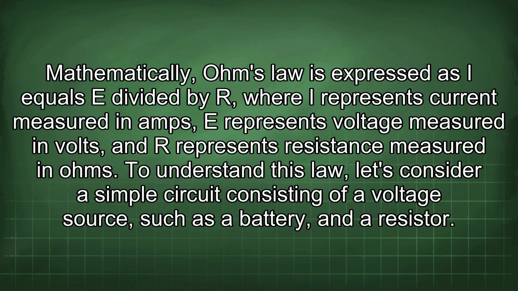Mathematically, Ohm's law is expressed as I equals E divided by R, where I represents current measured in amps, E represents voltage measured in volts, and R represents resistance measured in ohms.